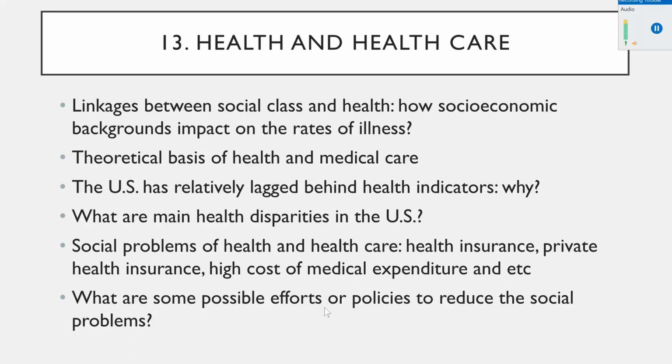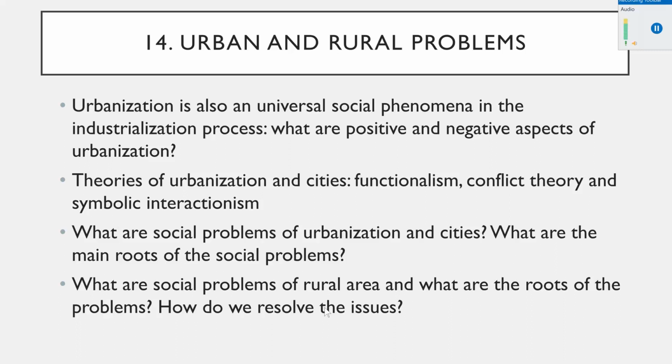And what are possible social policies you may need to see, and what are good solutions for that? Now, urban and rural problems. Urbanization is a major process of industrialization because there are more factories and corporations in the urban area, so people move from the rural area to the urban area.